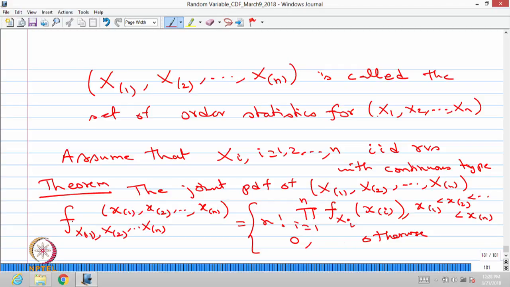One can verify the multidimensional integration with respect to dx(1), dx(2), ..., dx(n); that is going to be 1. So, here we are finding the joint probability density function of order statistics.